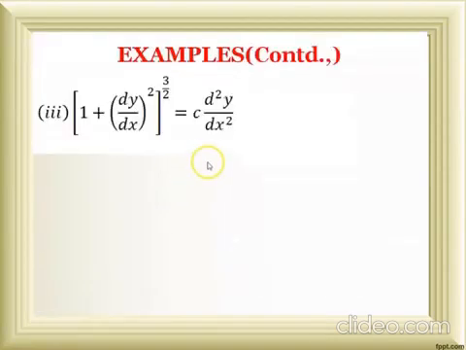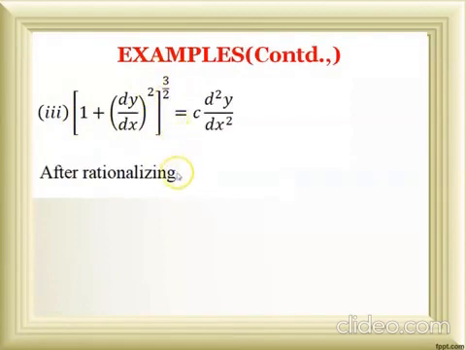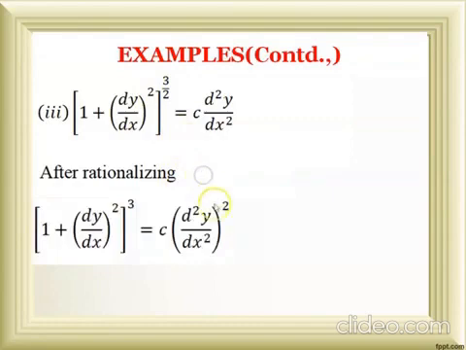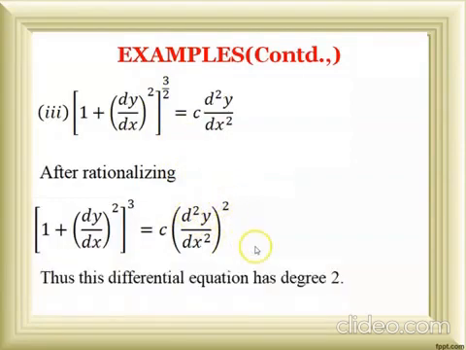So look at the next example. Here the whole power is a rational number. For such cases we must rationalize first. After rationalizing, we must look up the highest derivative power. So therefore the highest derivative power here is 2, and this particular equation's degree is 2.